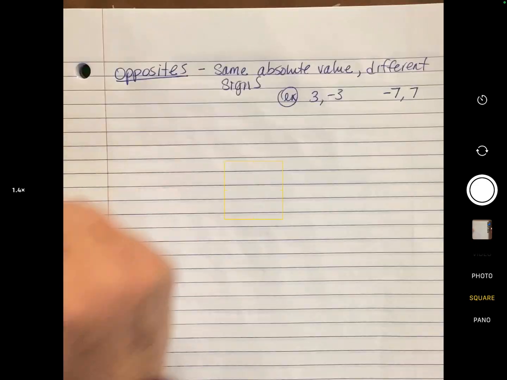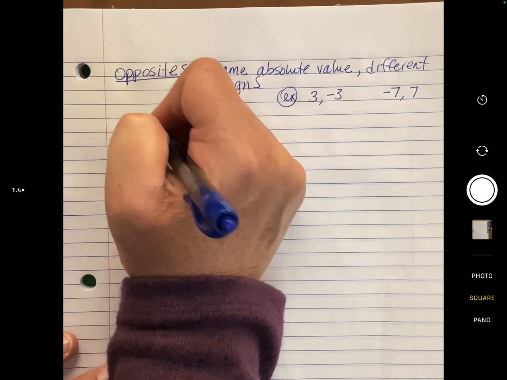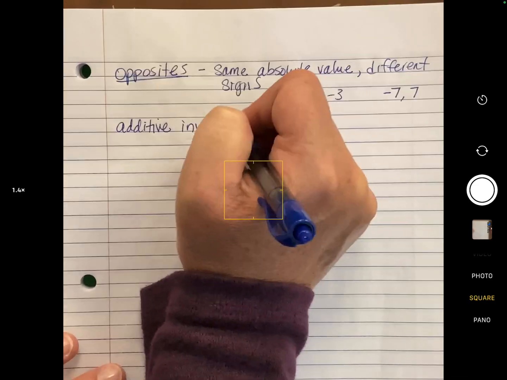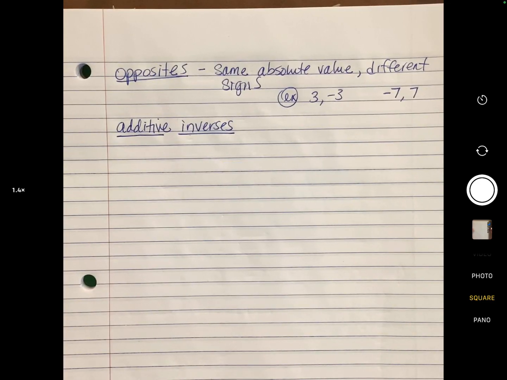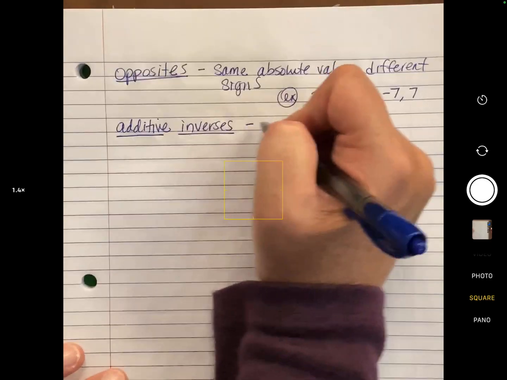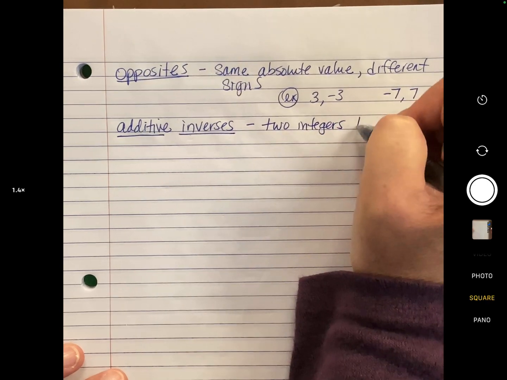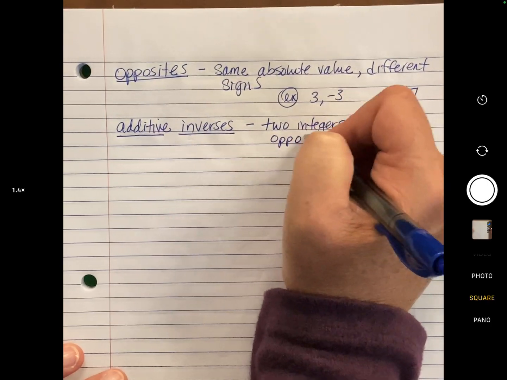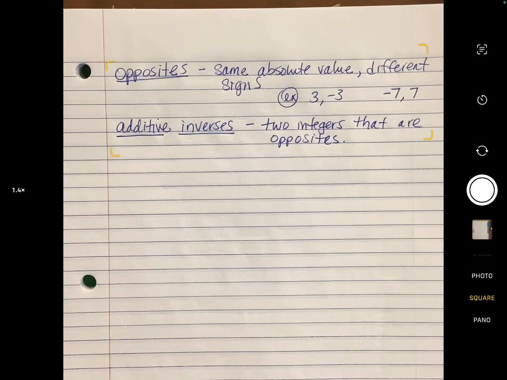Okay? Now, another word for opposites, which is more fancy that we're learning today, is called additive inverses. Write that word down because that's a new word that you may not know. Additive inverses are just two integers that are opposites. So in your homework, when they say what is the additive inverse, they're just asking you what is the opposite.